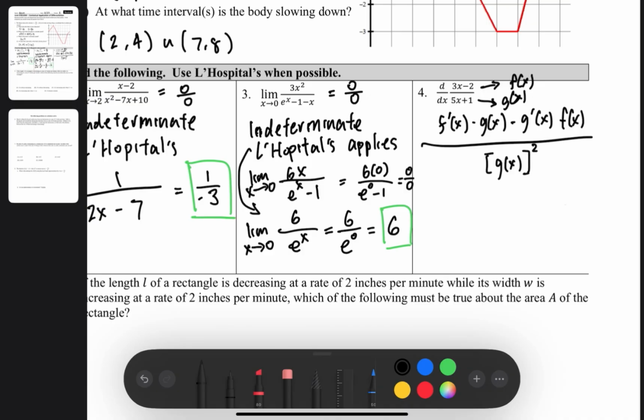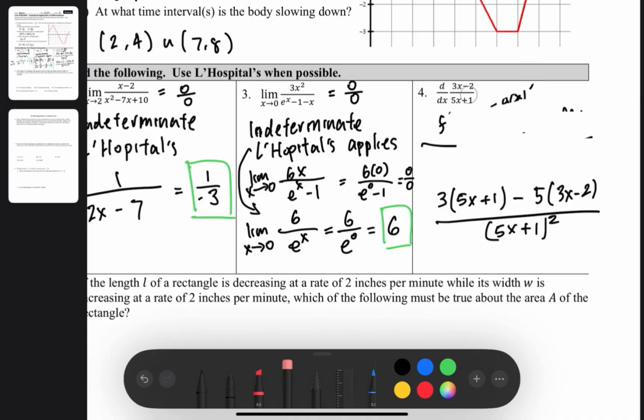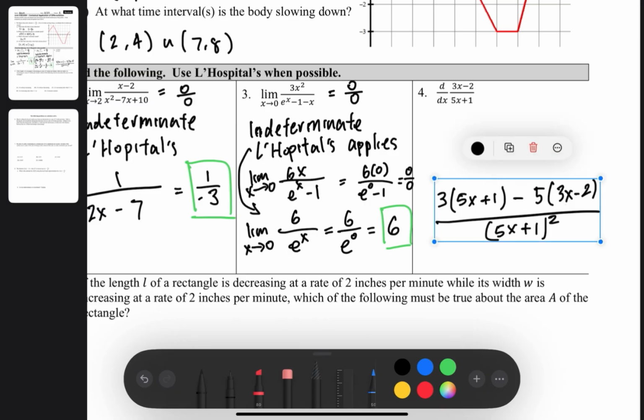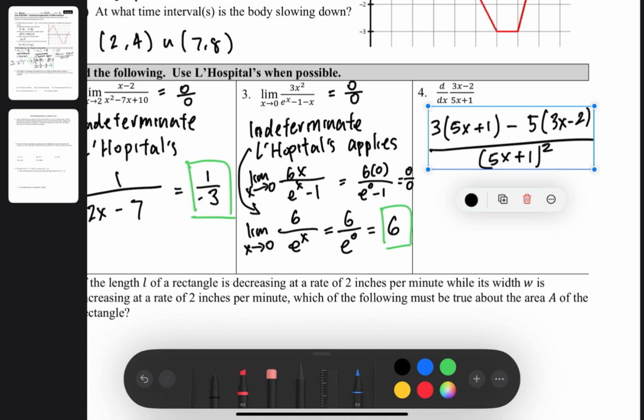So the derivative of the numerator is just 3. G of x is 5x plus 1, minus the derivative of the bottom, which is just 5, times 3x minus 2. And that's over 5x plus 1 all squared. Let me just erase the top part to make space.